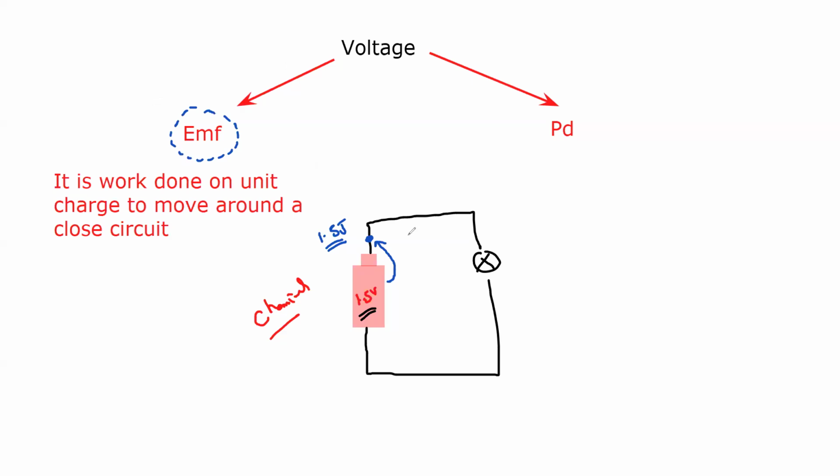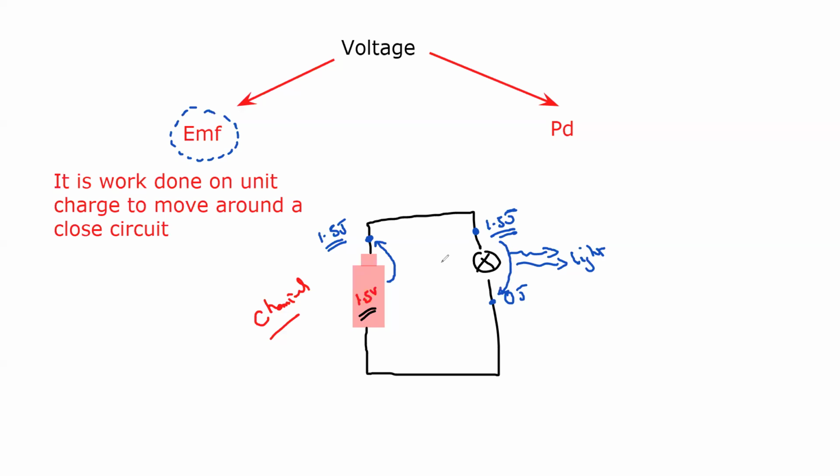But before this charge passes through a component, it has 1.5 joules. When this charge passes through the component, it loses all of its electrical energy and transfers it into another form. If it's a lamp, it will produce light energy. If it's a heater, it will produce heat energy. If it's a motor, it will produce mechanical energy. So how much energy is transferred by the charge? It had 1.5 joules and it has transferred all of its energy.